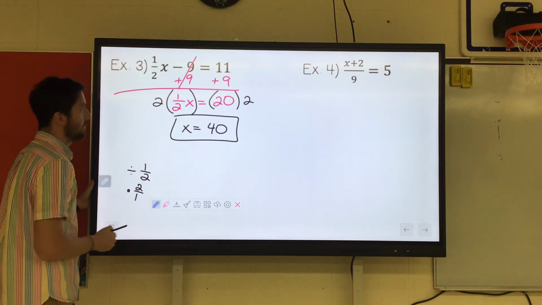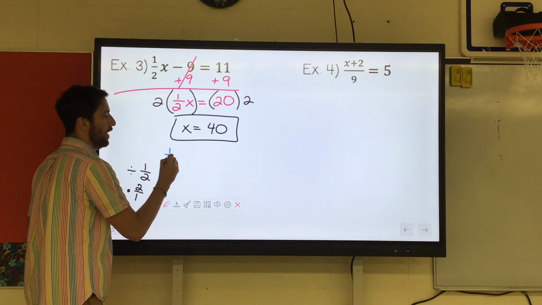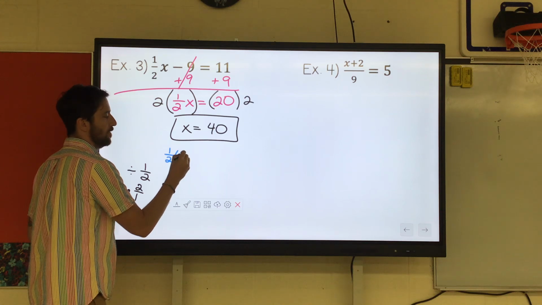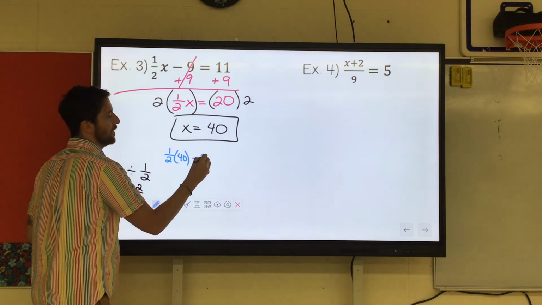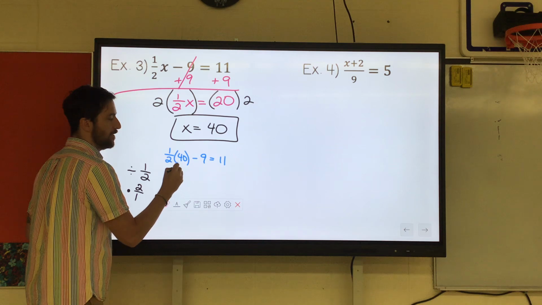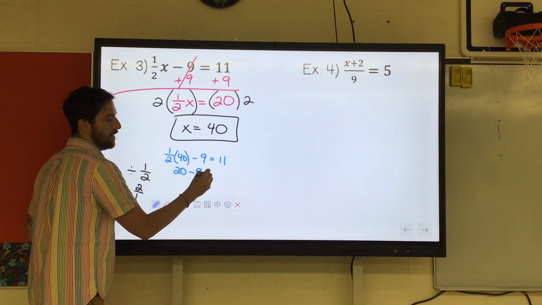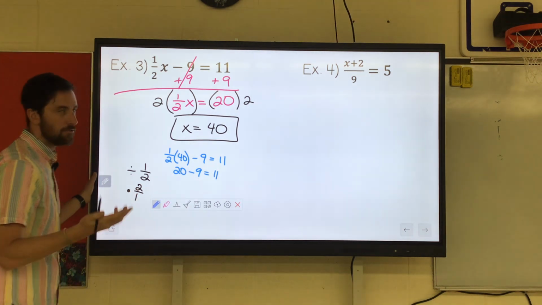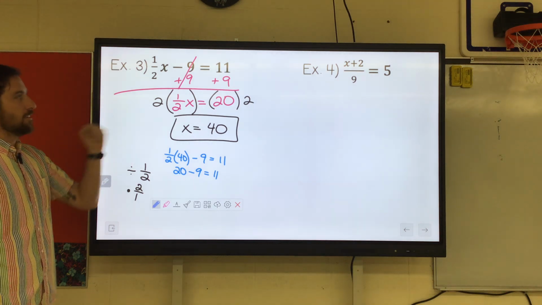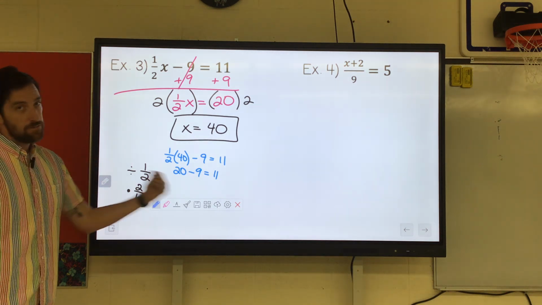You could check that in the original equation. 1/2 x minus 9 equals 11. Half of 40 is 20, minus 9 is 11. That is true.